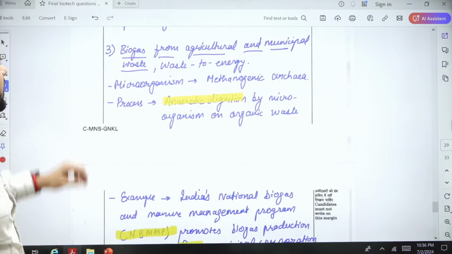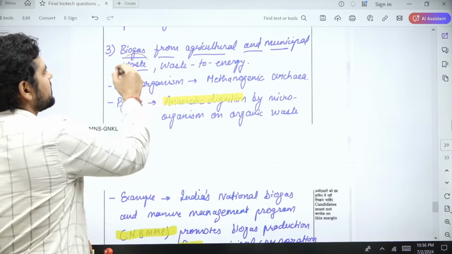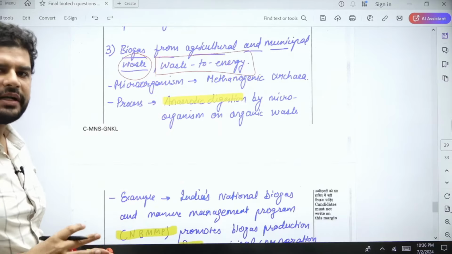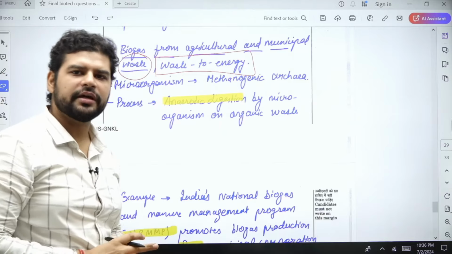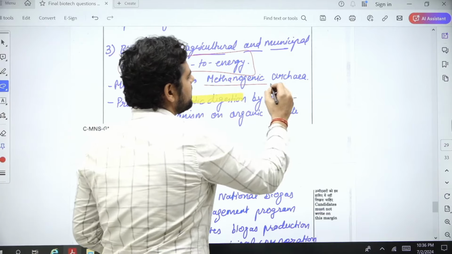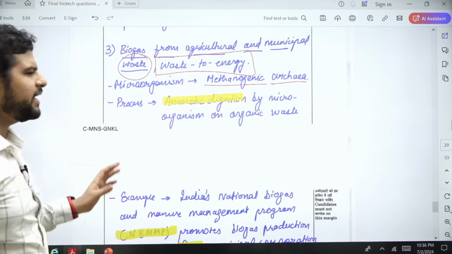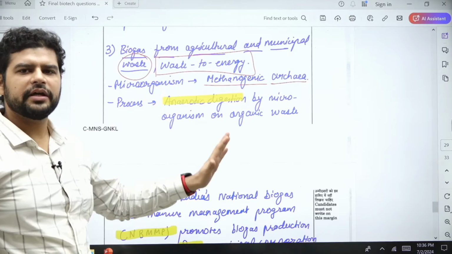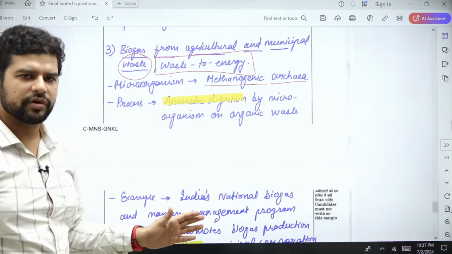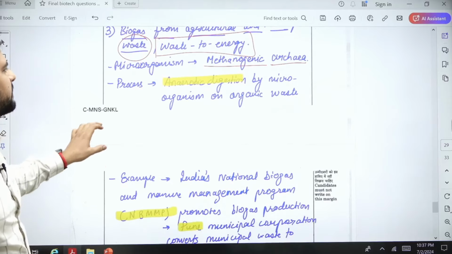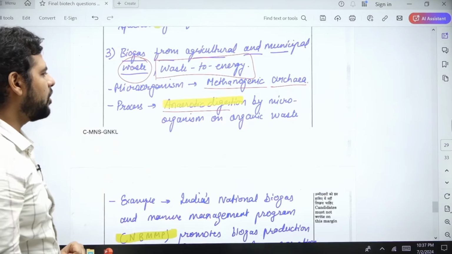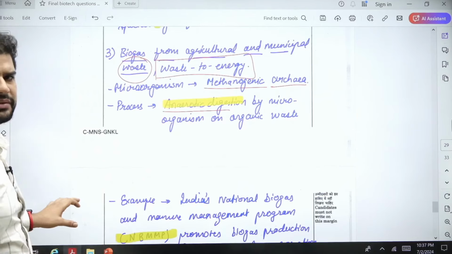Next is biogas from agriculture and municipal waste. Basically, this means waste to energy. Now, there is a very typical microorganism used here. If you don't remember it, that's fine. That is methanogenic archaea. Okay, very typical word, very difficult word. It's okay if you don't remember it. It's not compulsory to write all this. The main thing is the example and the process if you can write. So what is the process? Anaerobic digestion is there, that is without oxygen, by microorganisms on organic waste. We all know this, right?